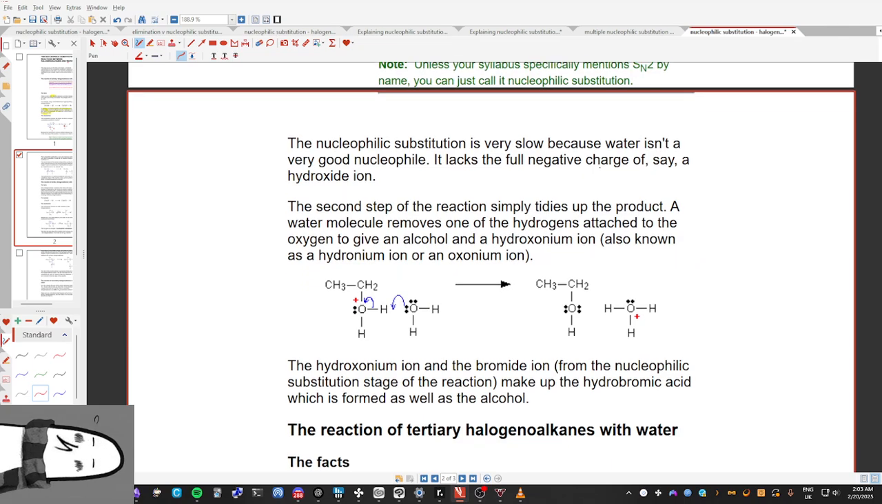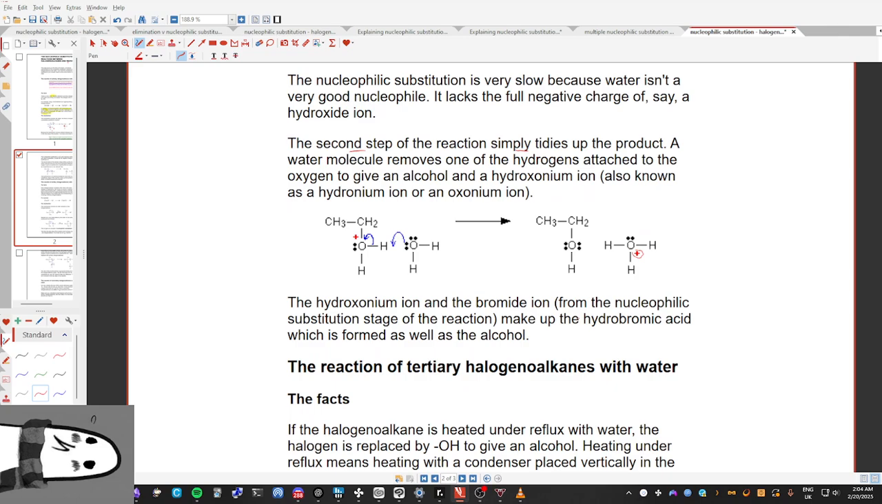Now, the second step of the reaction simply tidies up the product. A water molecule then removes one of the hydrogens attached to it, to give an alcohol and a hydroxonium ion. Since this plus is there because it has lost one of the things, it'll donate its electrons over there. This puts its electrons back inside. This comes out with the H, forming a plus ion, hydroxonium, and a full alcohol.